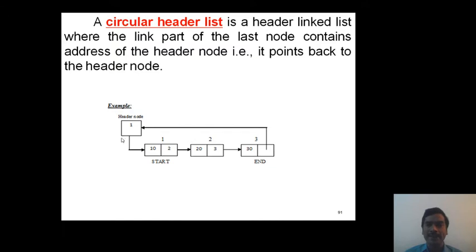Hence there is a link from header node to start node of the list. Here link part of the last node is filled with address of the header node so that the control goes back to header node. Now this representation is known as circular header linked list. Okay.